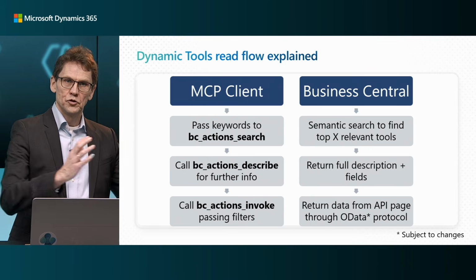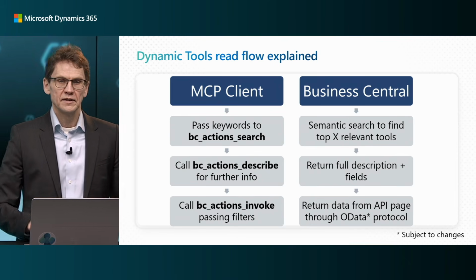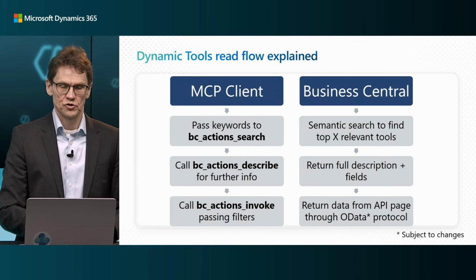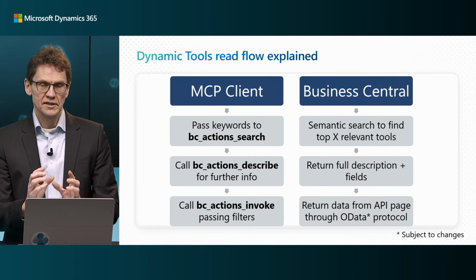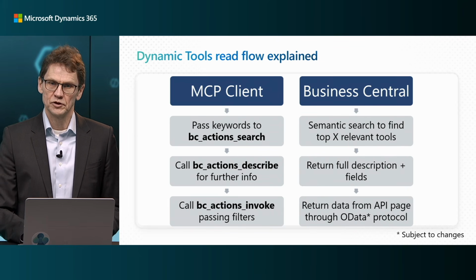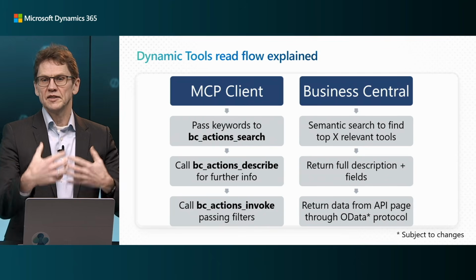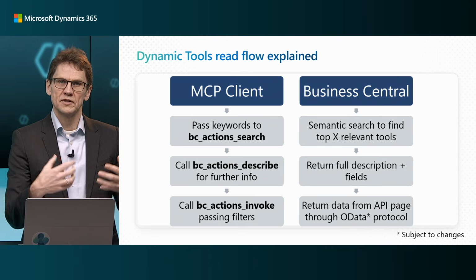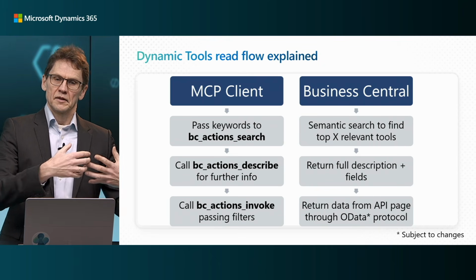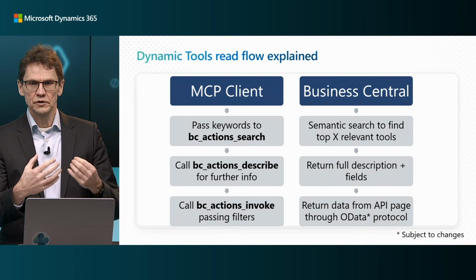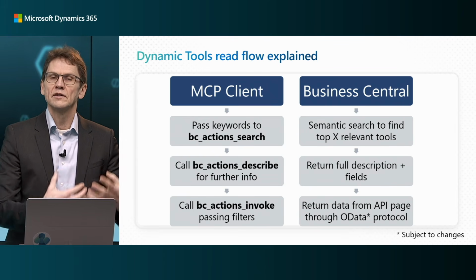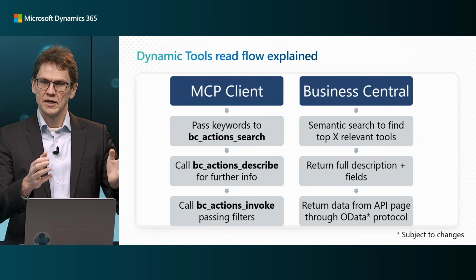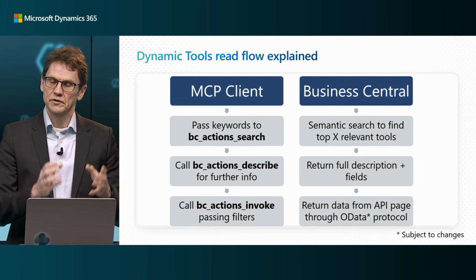When you're using the dynamic tool mode, the MCP client will pass keywords to the BC Actions search tool. This will do semantic search to find the top X relevant tools. Based on this list, the language model will then call describe for the tools that it considers using. This action will return the full description of this tool and whatever fields are available. In this case, the tools are API pages, so it'll return the names and types of the fields in your API page.